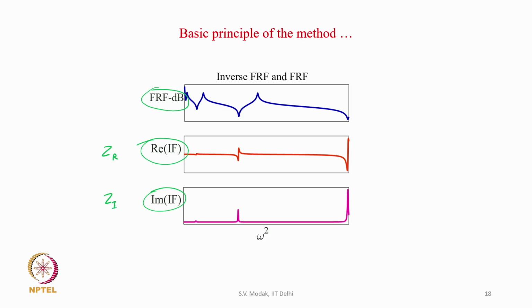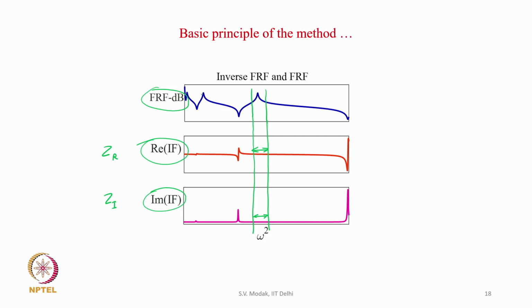Let us focus our attention on a frequency band around this peak 3. What we see in this narrow frequency band is that the plot of ZR versus omega square is almost like a straight line. Similarly, the plot of ZI versus omega square is again almost like a straight line in this frequency band.